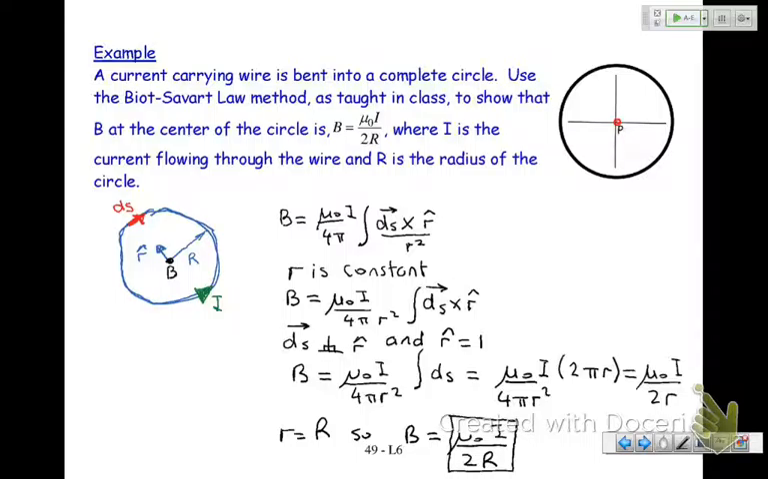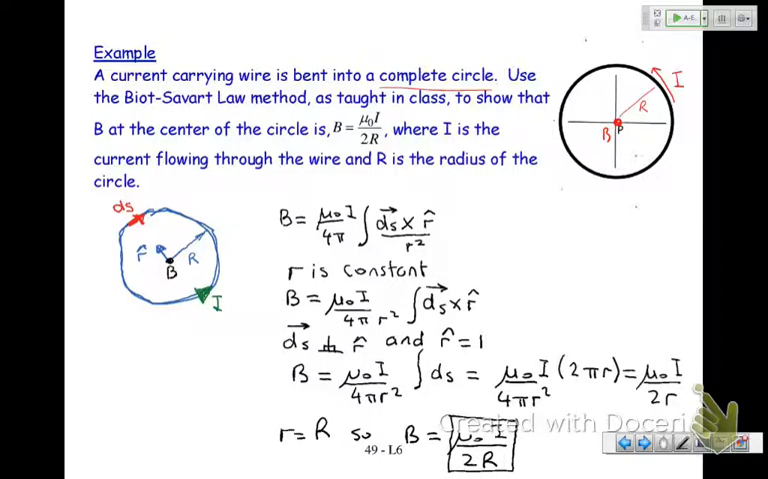I'm going to only ask you about the middle. I'm not going to go here, I'm not going to go down here, none of these places. I'm only going to ask you about the middle of the circle. And I'm going to say a current carrying wire is bent in a complete circle. In this case, use Biot-Savart law method as taught in class to show that B at the center of the circle is B equals mu naught I over 2r, where I is the current flowing through the wire and r is the radius. So this is my radius, and I have a current, doesn't matter which direction it is. There's my current flowing. And I want B at the middle, so I want B at that middle point there.